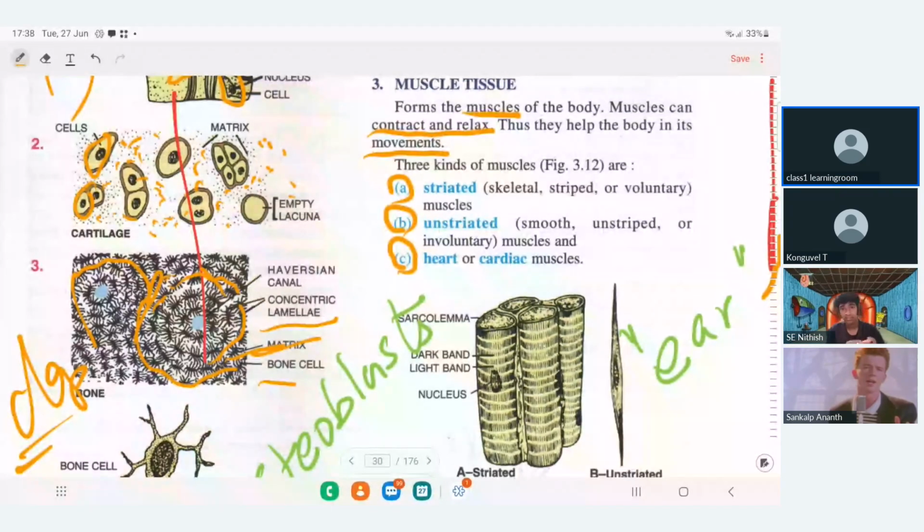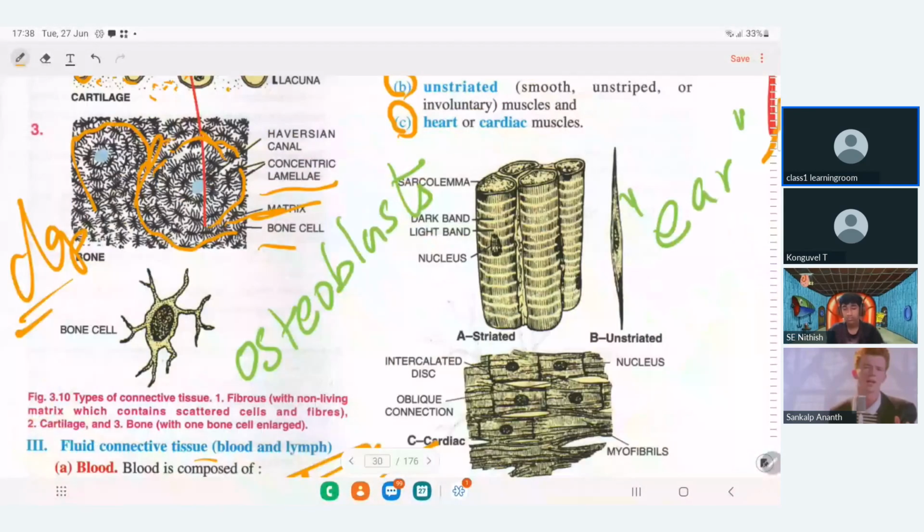So striations means, look here. When you look into the muscle, this is one muscle. Striations means that I can continue here. Just a minute, no problem. I'll go there. Just a minute.